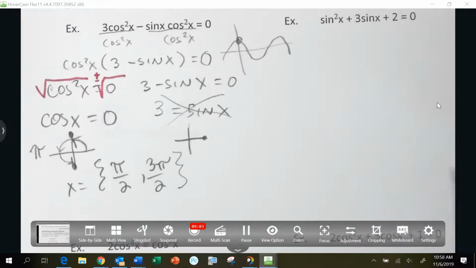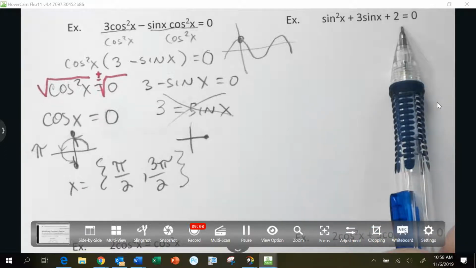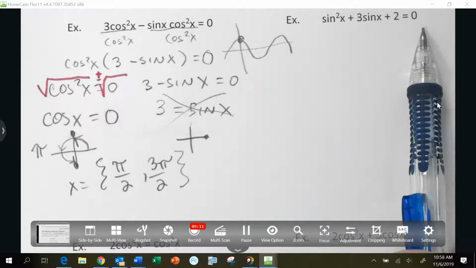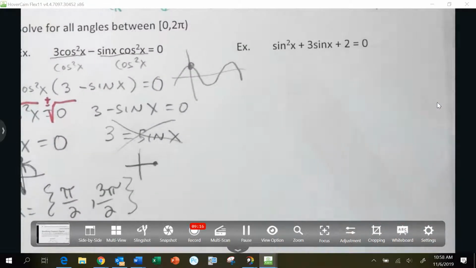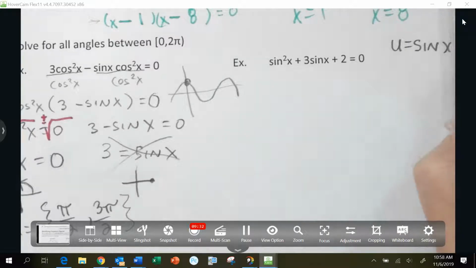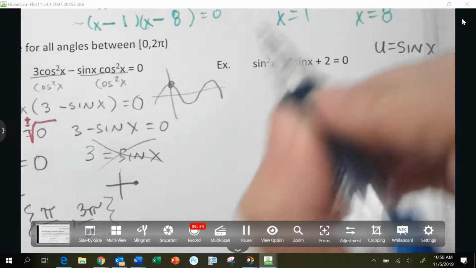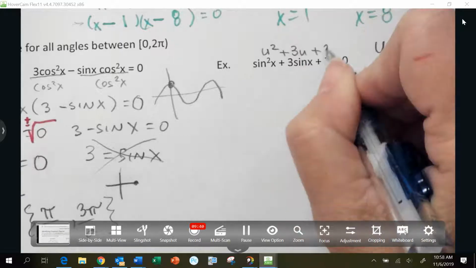Next one. We're looking here, we've got sine squared x plus 3 sin x plus 2 equals 0. Do I have to set it equal to 0? That part's done. The next part is factoring, and this is how many terms? 3 terms. This is a trinomial. This would be like if I did a u substitution. If I said wherever I see a sin x, I'm just going to change it into u, that would be like u squared plus 3u plus 2 equals 0.